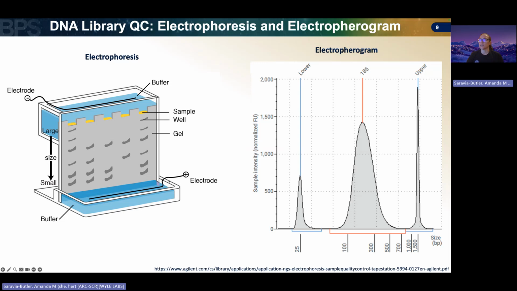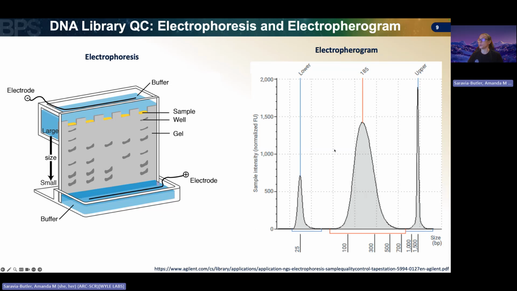And this information can then be plotted here on what's known as an electropherogram, where we take advantage of knowing the size of our markers, of our ladders, to create a size map on the x-axis here. And then on the y-axis, we have sample intensity. So again, looking at the thickness of the bands at each size location on that gel.